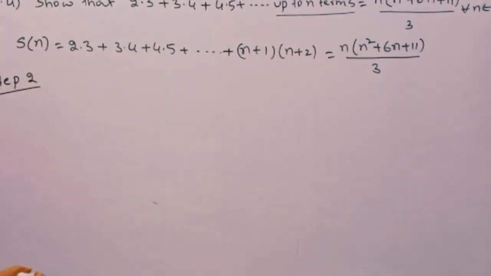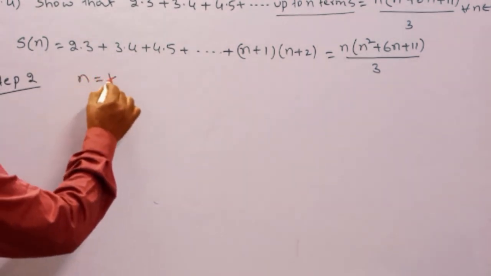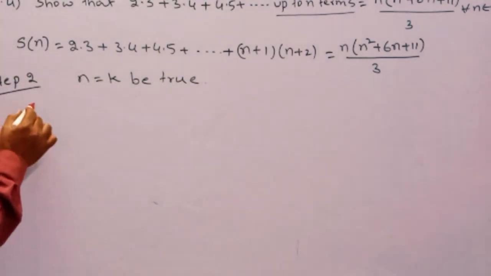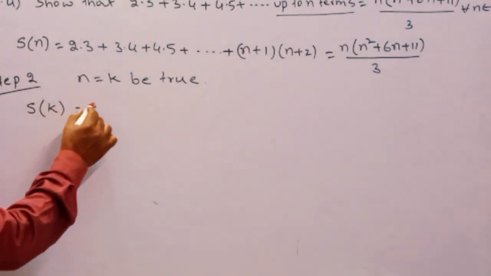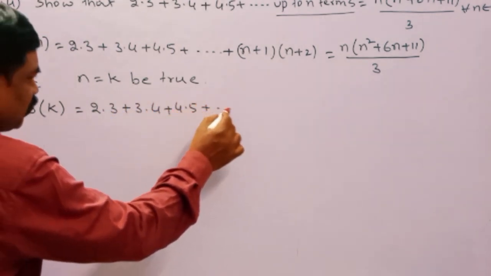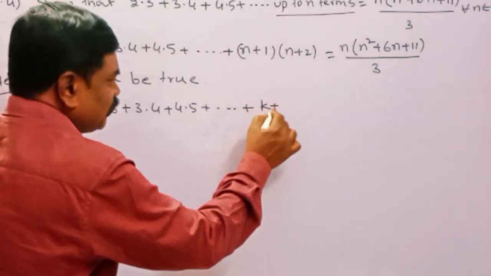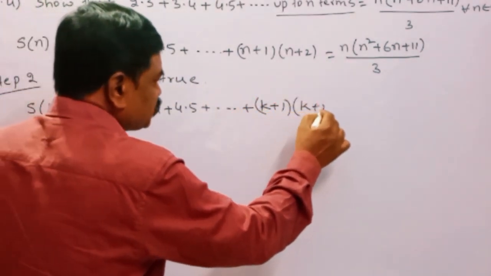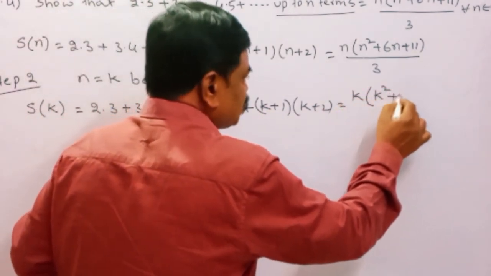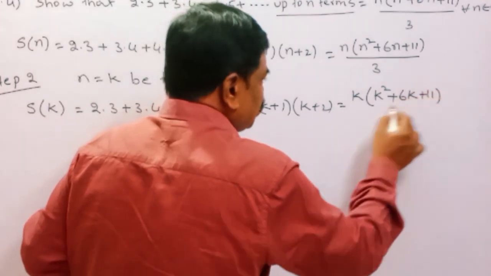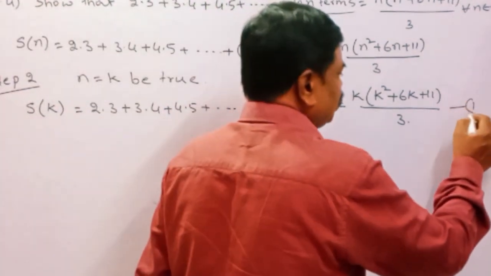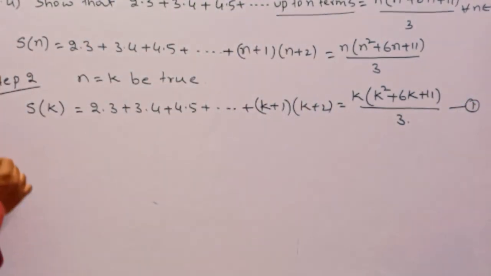Step 2. What is step 2? Assume n is equal to k is true. S of k is equal to 2 into 3 plus 3 into 4 plus 4 into 5 plus so on plus k plus 1 into k plus 2 is equal to k into k square plus 6k plus 11 by 3. This is equation 1, and here step 3.